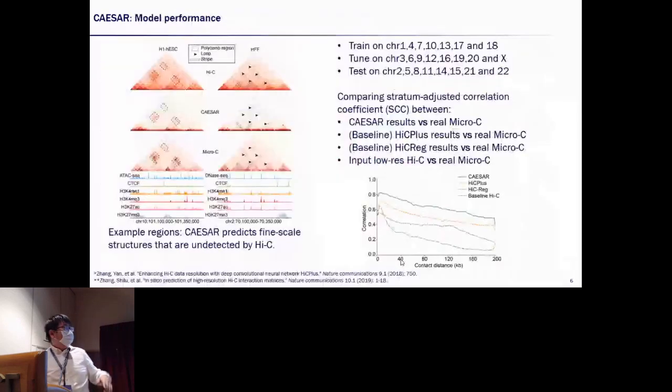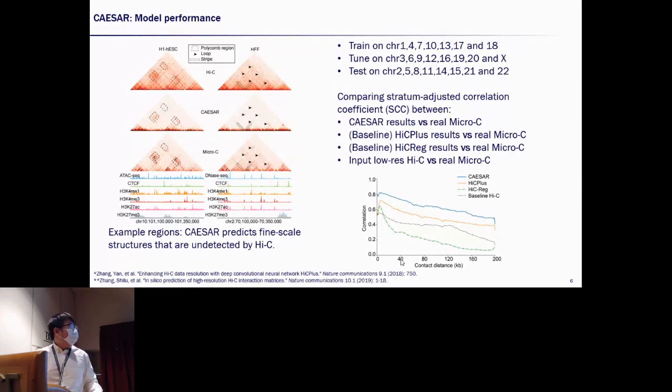And here are some example inputs and outputs. We can see Hi-C, the Caesar prediction result, and Micro-C. Caesar can predict some fine-scale structures that are undetected by Hi-C, like polycomb regions, short-range loops and stripes. In our validation experiment, we split human chromosomes into 3 sets, trained on the train set, tuned the parameters on the tune set, and evaluated our performance on the test set.